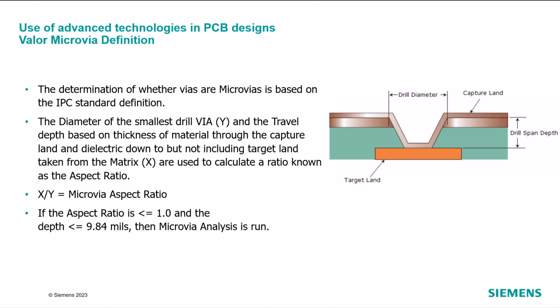According to the IPC 6012 standard, a microvia has an aspect ratio of less than or equal to 1 and a drill span depth no greater than 9.84 mils. If these conditions are met, then Valor MPI will automatically enable microvia checking on a design. Along with the identification of a buildup layer, there is now no need to select the checks to run. The system will run them automatically.